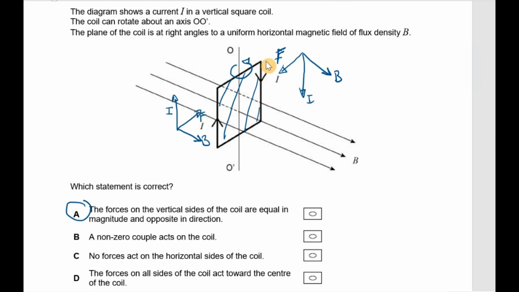They'll have the same force because there's the same current and the same magnetic field running through both sides. So A, the forces on the vertical sides of the coil are equal in magnitude and opposite in direction. Absolutely. I'm not going to go through the others. You can if you want.